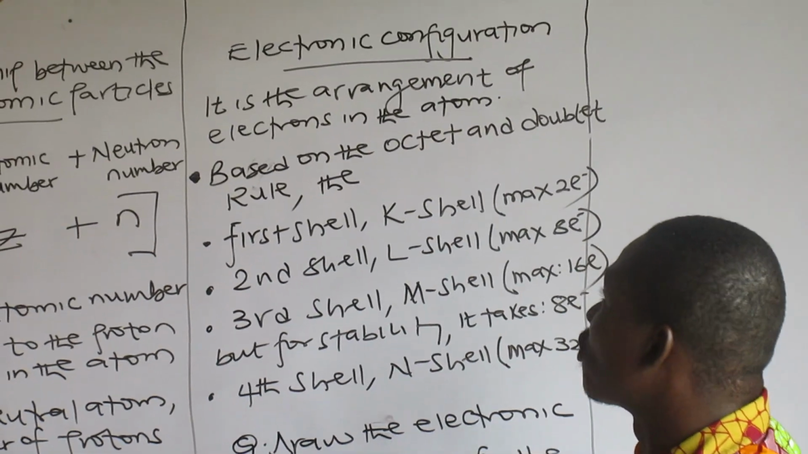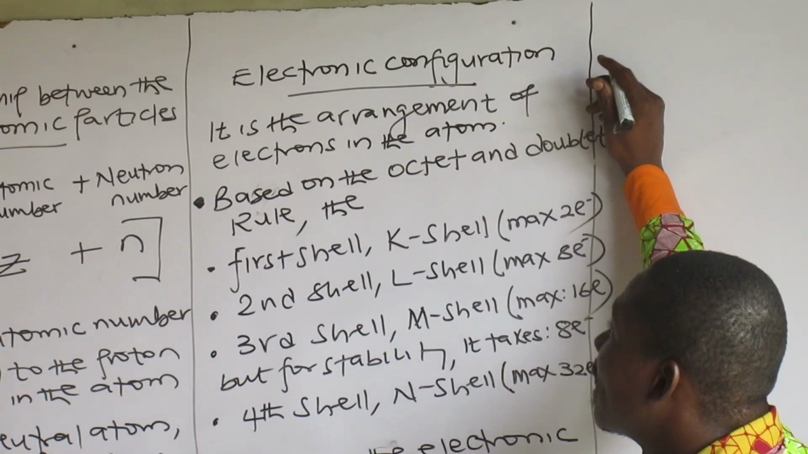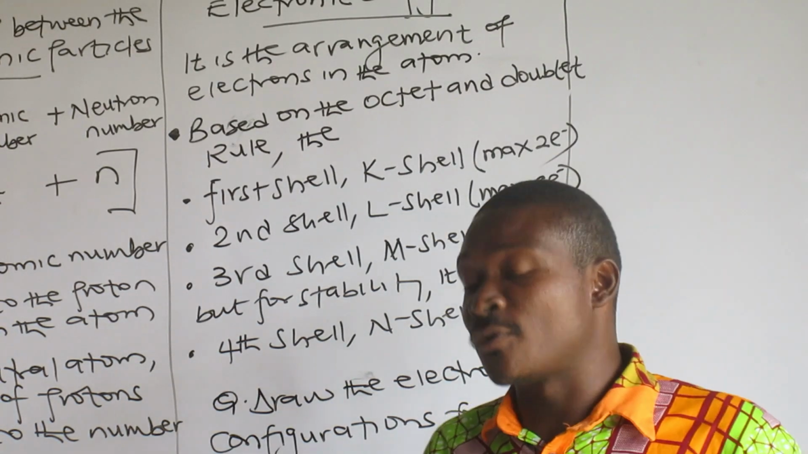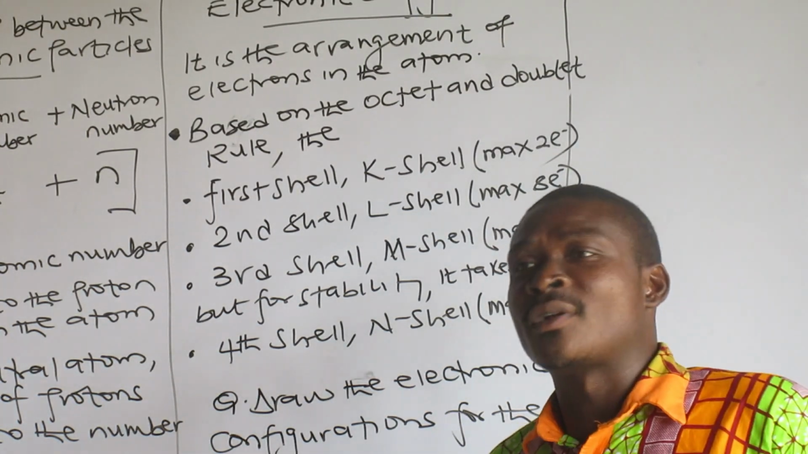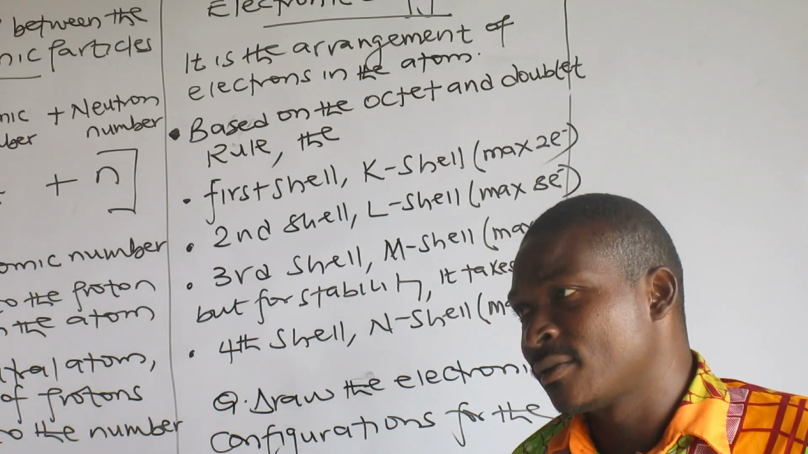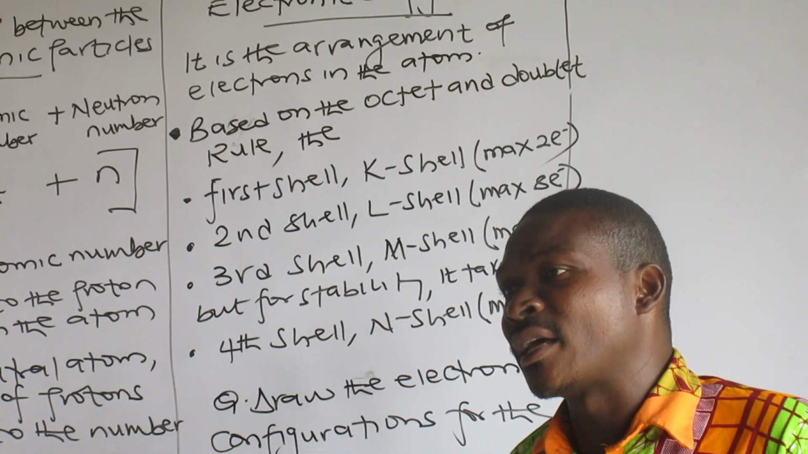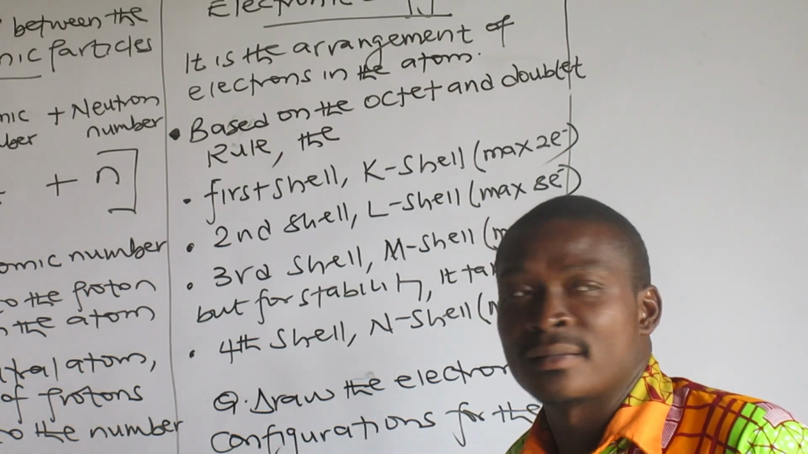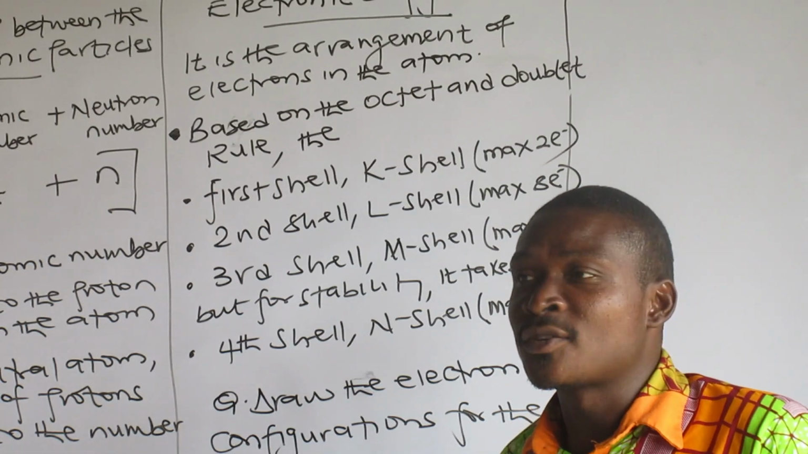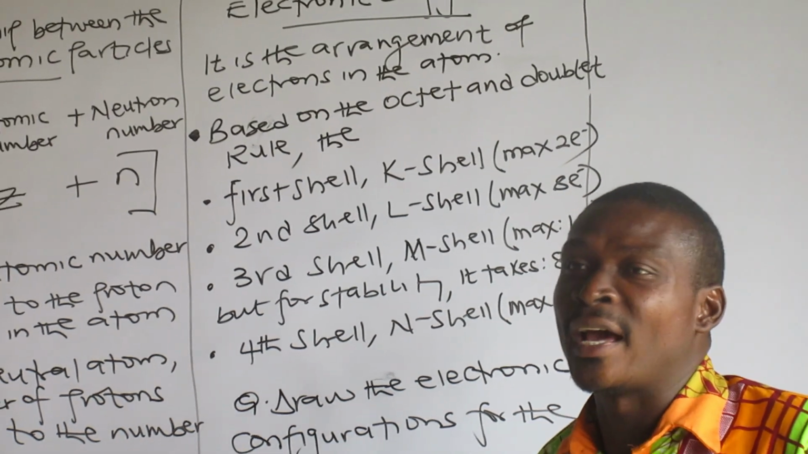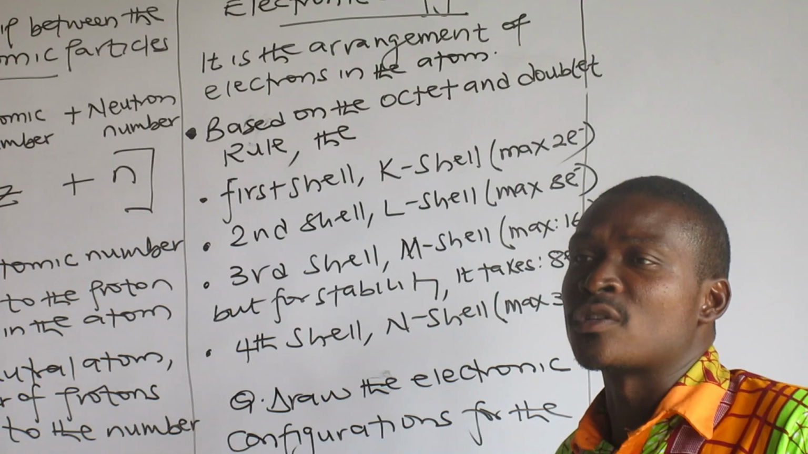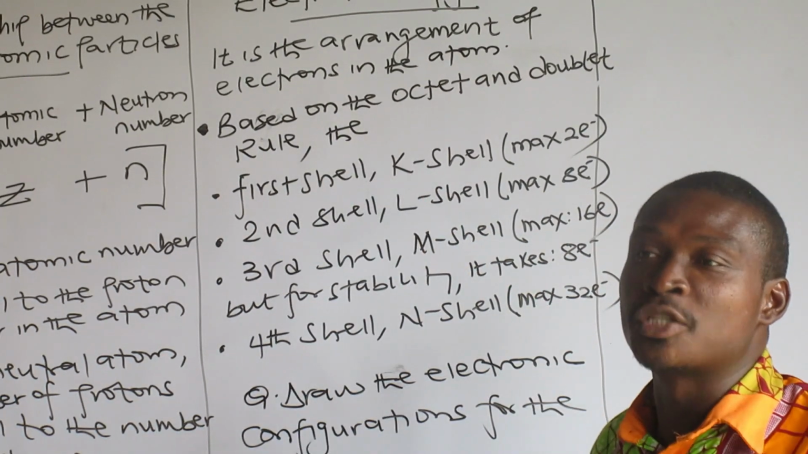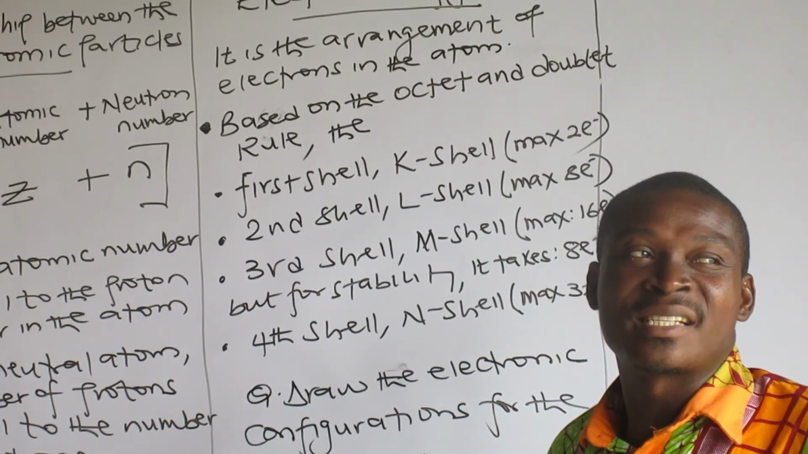Now electronic configurations. It is the arrangement of electrons in an atom. Based on the octet and duplet rule, the maximum number of electrons that should stabilize a given atom should be 2 or 8, right? So the first shell is called the K shell, it takes 2 electrons. The next shell is called the L shell, it takes 8 electrons. The third one is called the M shell, it takes 18 electrons. But for stability reasons, it should take 8, because the rule is octet 8, duplet 2. Are you okay? Now the N shell takes 32.